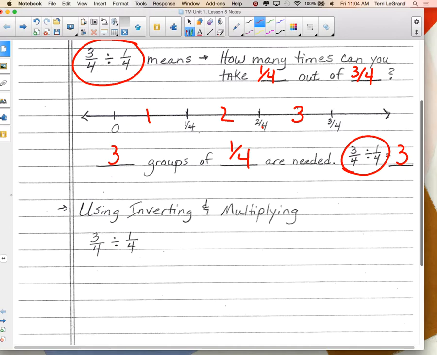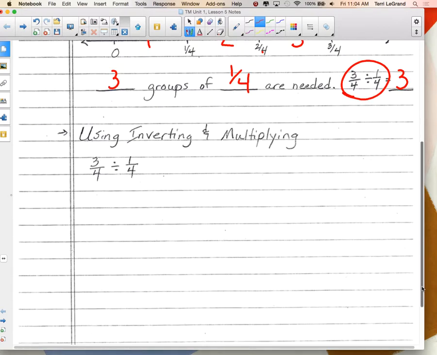Okay. So now we are going to use inverting and multiplying like you want to do, because if you don't want to use the number line, if you don't want to use a visual, if they aren't fair shares, then the number line can be a whole lot of work. So how can we take a shortcut? How can we use an algorithm, it's called, a rule in math? And Wade wants to use the rule. The rule says you're going to invert and multiply.